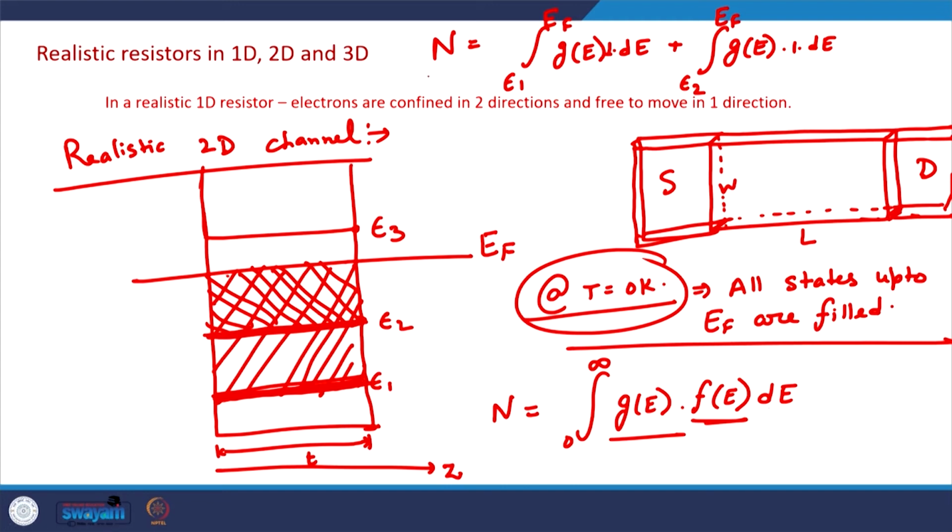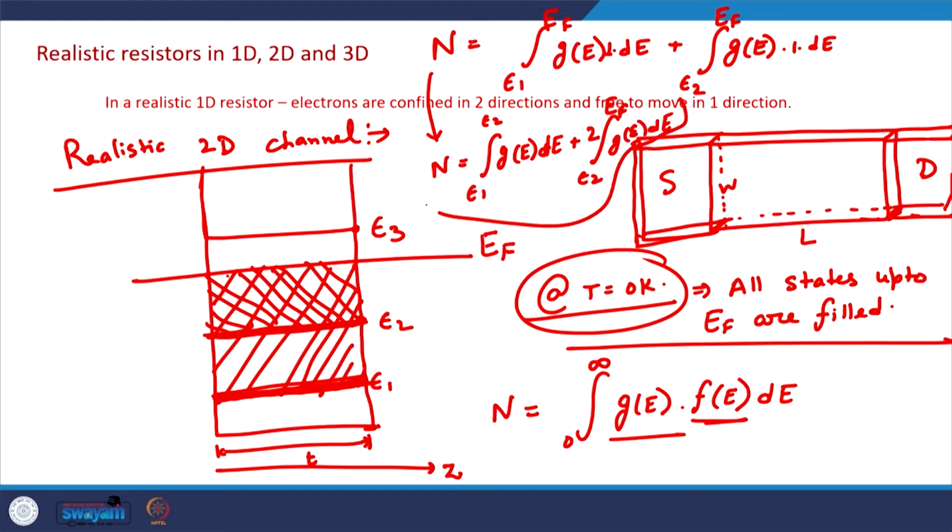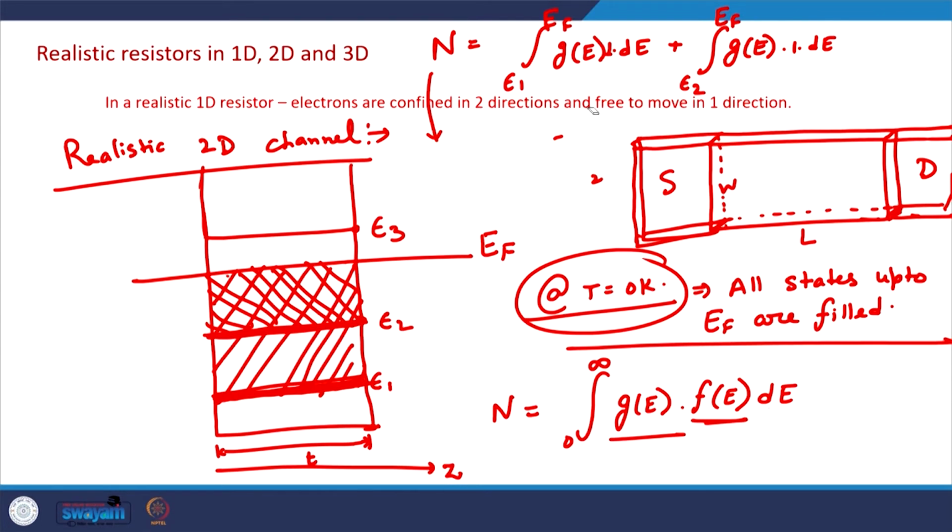So, in a way this will be N is equal to the integral from epsilon 1 to epsilon 2 of G(E) plus G(E) dE, plus twice the integral from epsilon 2 to EF of G(E) dE. So, this could be the total number of electrons in the system. We need to keep this in mind while doing calculations for the realistic 1D and 2D conductors, that now the subbands are formed because of the confinement in the smaller atomic dimension, and those subbands may result in degeneracy in the system, and that we need to take into account in all our calculations.